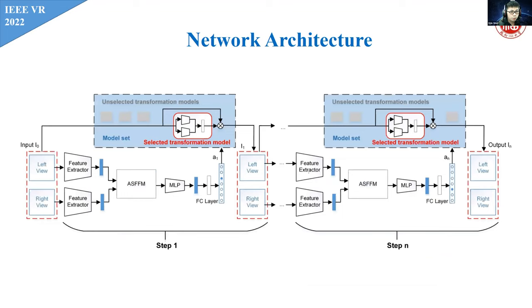Now, let me introduce our framework in detail. At each step, the features of left and right views are enhanced and fused by an attention-based stereo fusion module. Then our agent samples an action based on these features. Each action corresponds to a specific transformation model in the model set. Finally, the selected transformation model is applied to the previous image. This process will be iteratively performed four times, and the final image is produced.